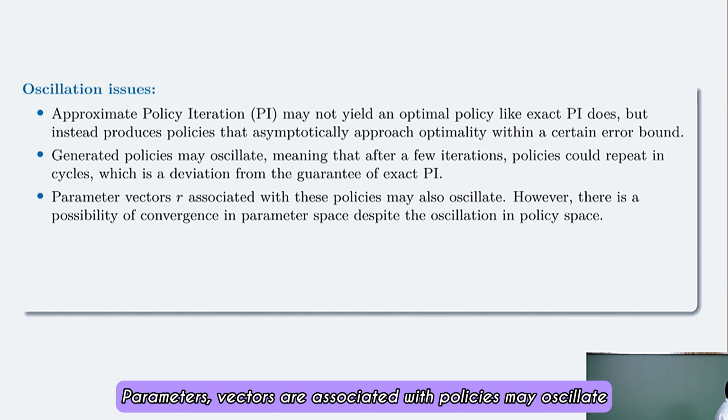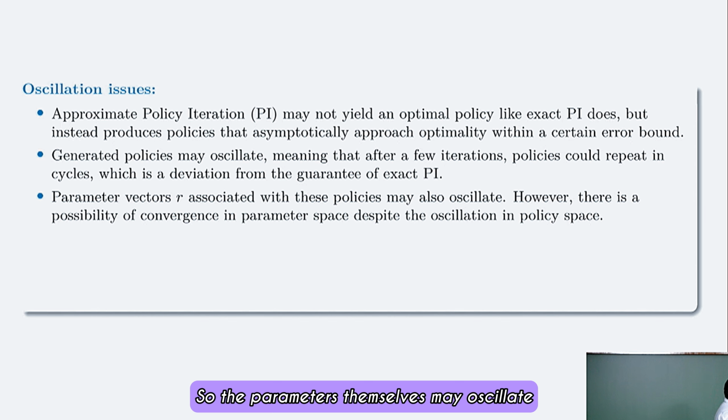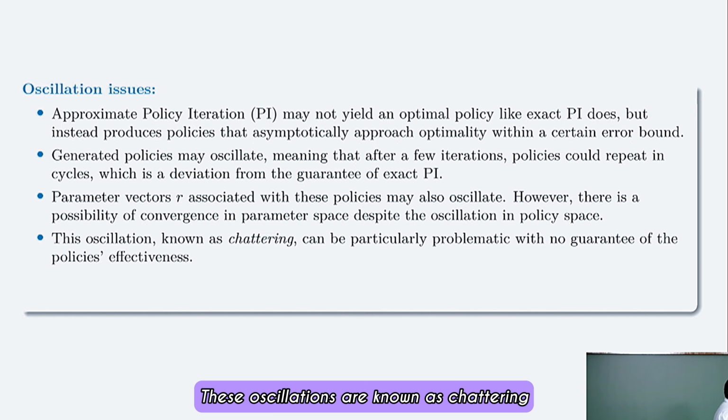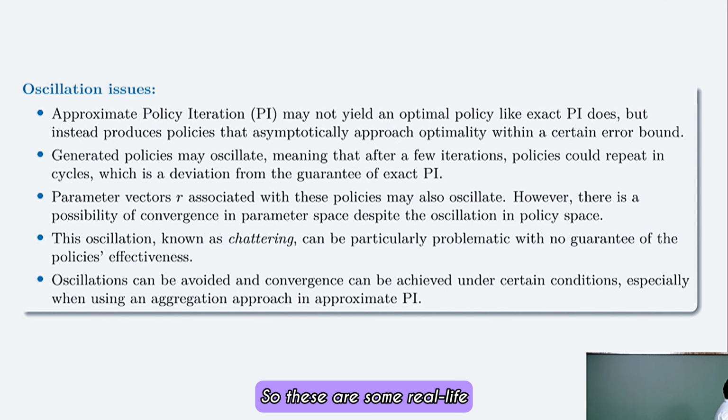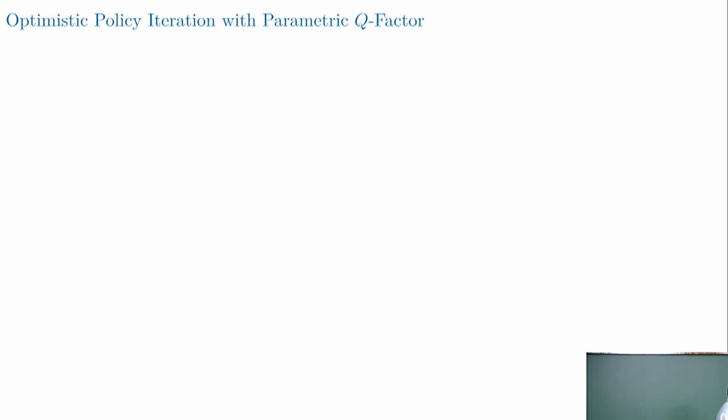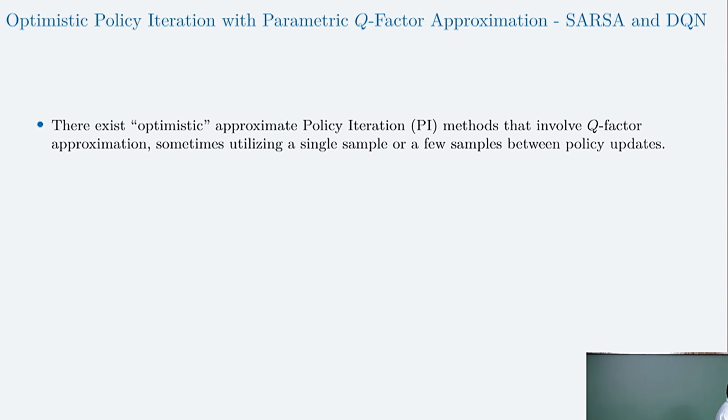Parameter vectors associated with policies may oscillate, so the parameters themselves may oscillate. These oscillations are known as chattering and can be problematic for the guarantee of policy effectiveness. These are some real life observations: when you apply PI, there are these issues.